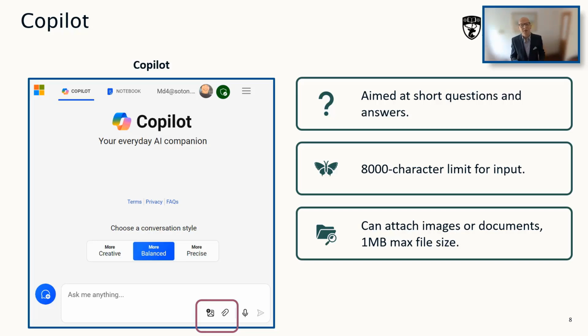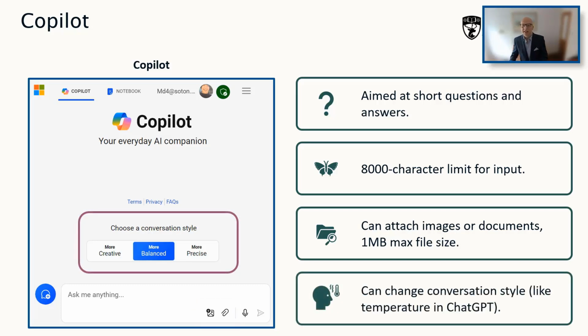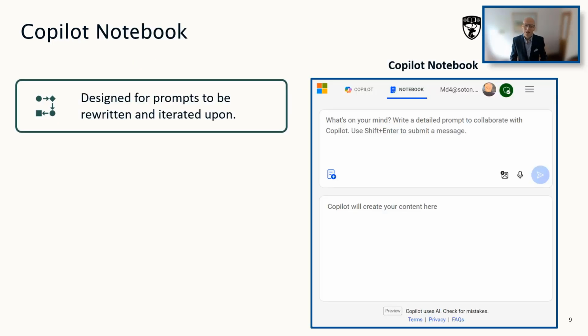It accepts many types of document format, from standard Office document formats to programming and scripting languages, markup content, LaTeX content, and so on. There's also the option to change conversation style, to switch from diverse to creative to deterministic and focused. Now, this is similar to the temperature parameter you might be familiar with in ChatGPT.